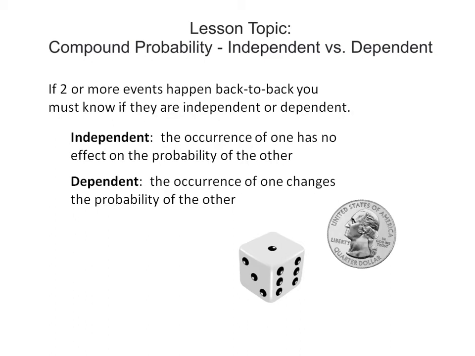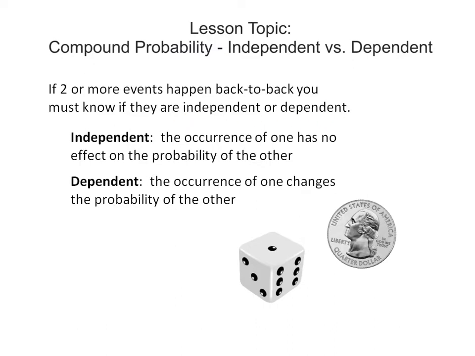The lesson topic for this video is compound probability, independent versus dependent events. Okay, so the situation here is we have two or more events that happen back to back. That means I might roll a die and then flip a coin, and we would want to know the probability that we were, for example, correct on the number we chose for the die and correct for heads or tails. Okay, so two events happening one after another.